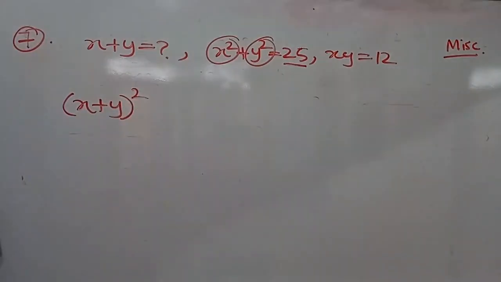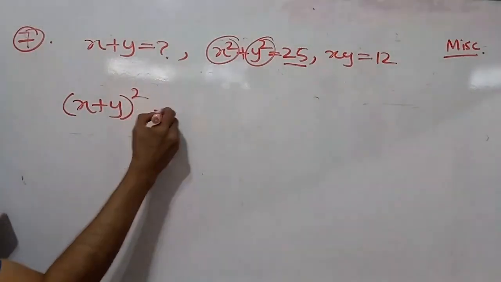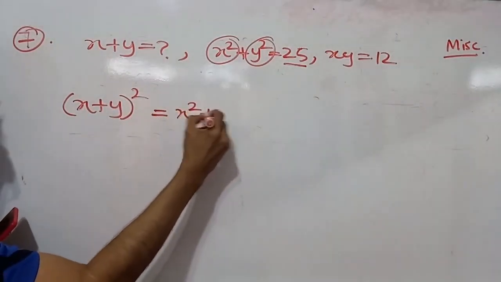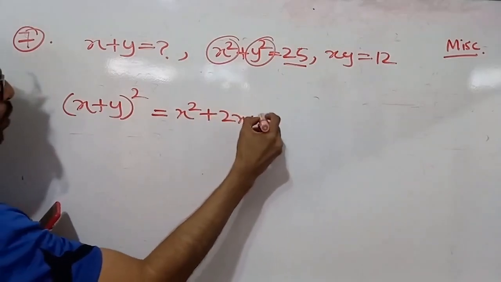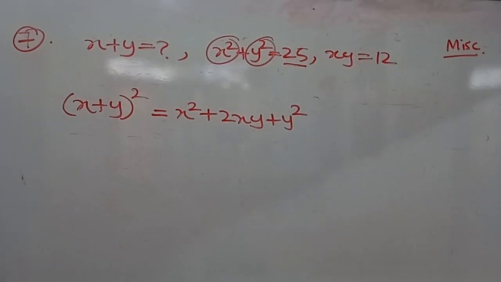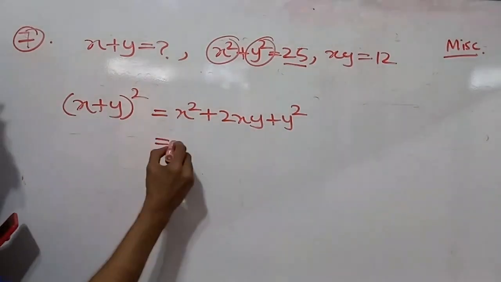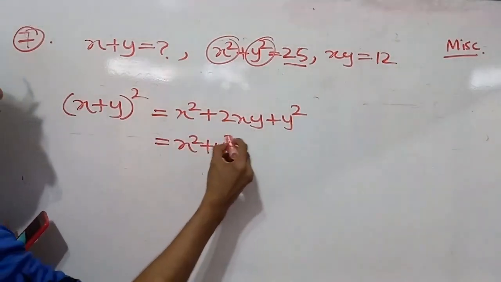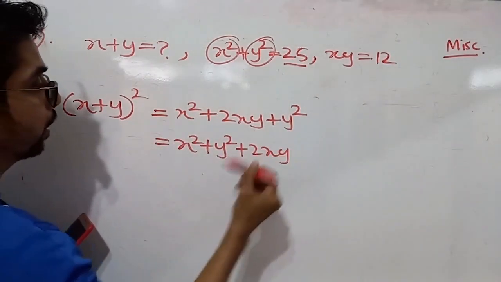x plus y squared, right? So this is x squared plus 2xy plus y squared. Now we know these: x squared plus y squared plus 2xy.